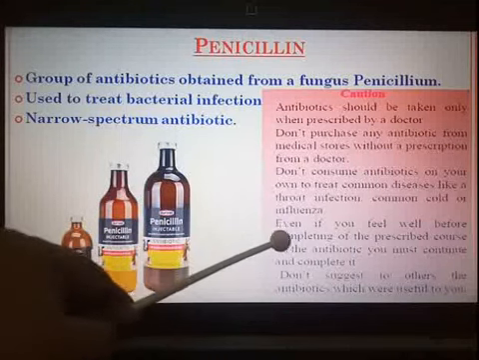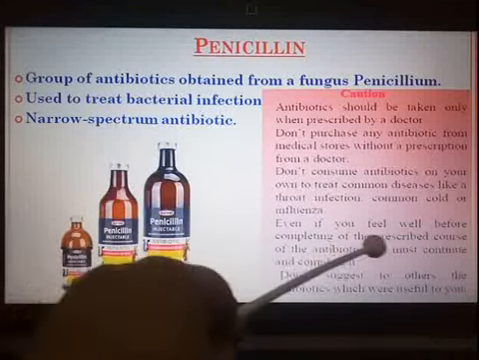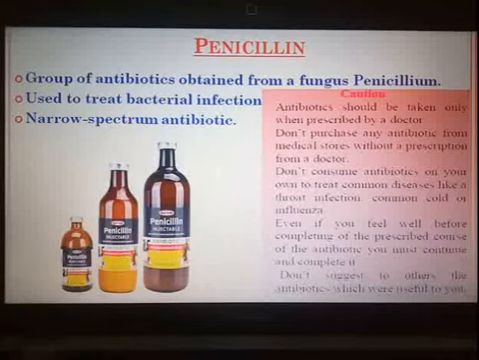Even if you feel well before completing the prescribed course of the antibiotic, you must continue and complete it. When you go to the doctor, a course of medicines is given. Per day, 3 dosages are given, multiplied by 2 or 3 days depending upon the severity. What you do is, after consuming 1 or 2 doses, you feel relaxed, you feel better, and then you avoid continuing the complete treatment. Don't do that, because that particular treatment is given by the doctor, who knows how much infection you might have inside your body.